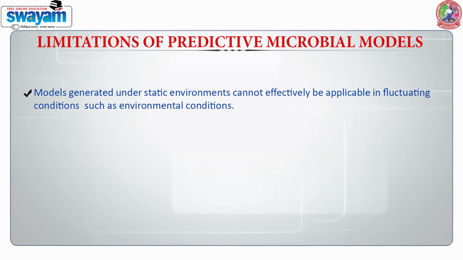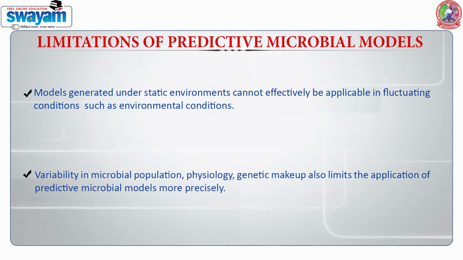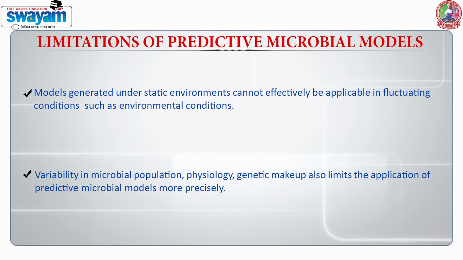These fluctuating conditions are usually a norm in case of food products because there can be a change in the environmental conditions such as the temperature during the transportation or during the storage, during the retail or other related factors. There is a variability in microbial populations, physiology, and genetic makeup which also limits the application of these models. These models have to be more precise if they have to be used in different types of food systems.